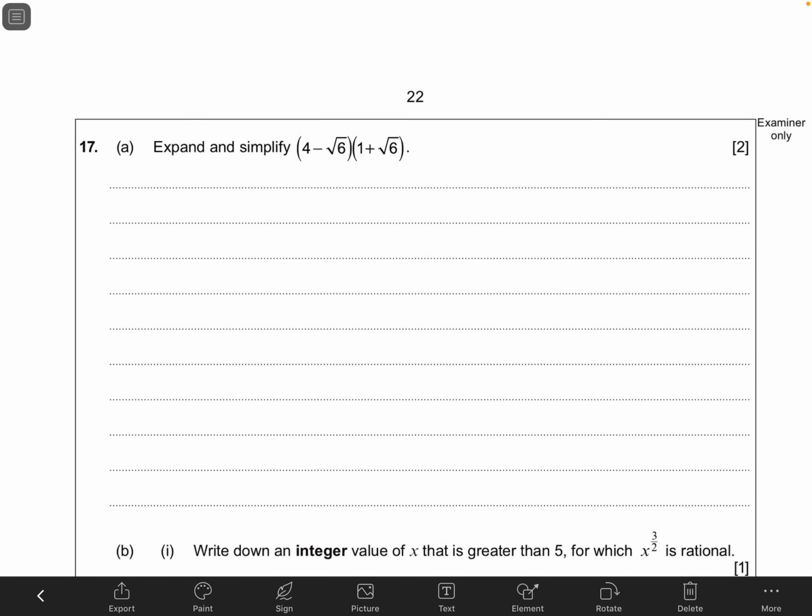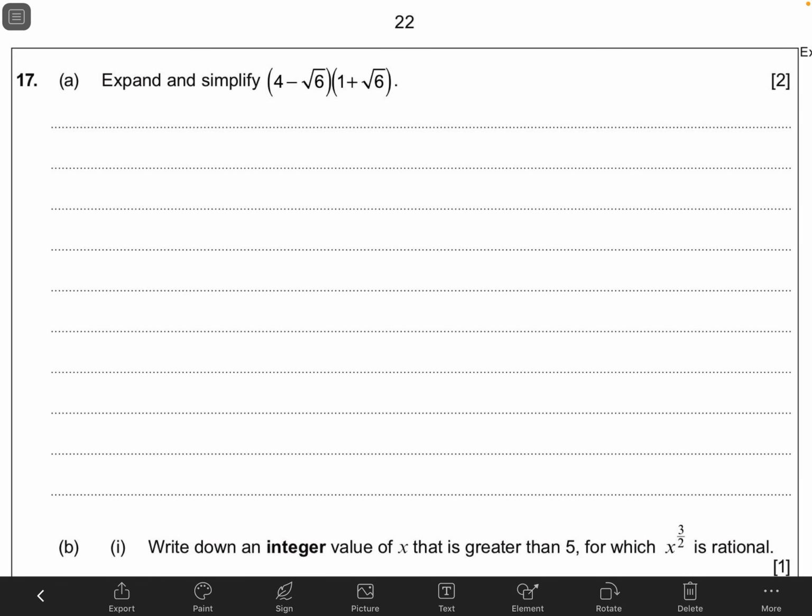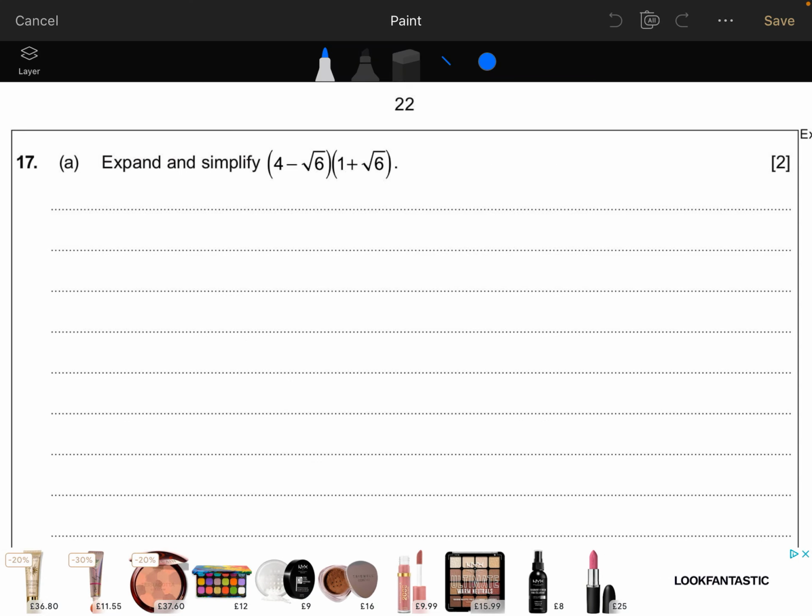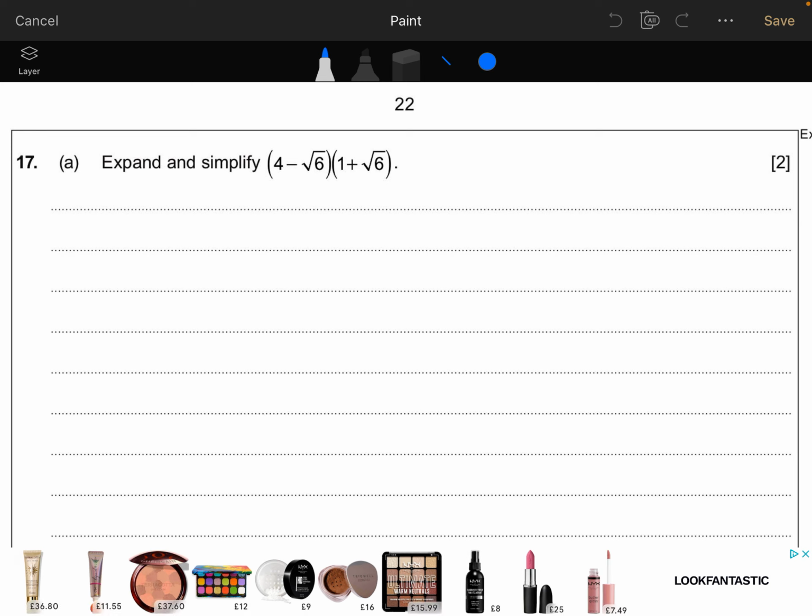Okay, on to an algebra question. Expand and simplify (4 minus root 6)(1 plus root 6). So, I need to multiply it out. 4 times 1 is 4. 4 times root 6 is 4 root 6. So, I want 4 root 6.